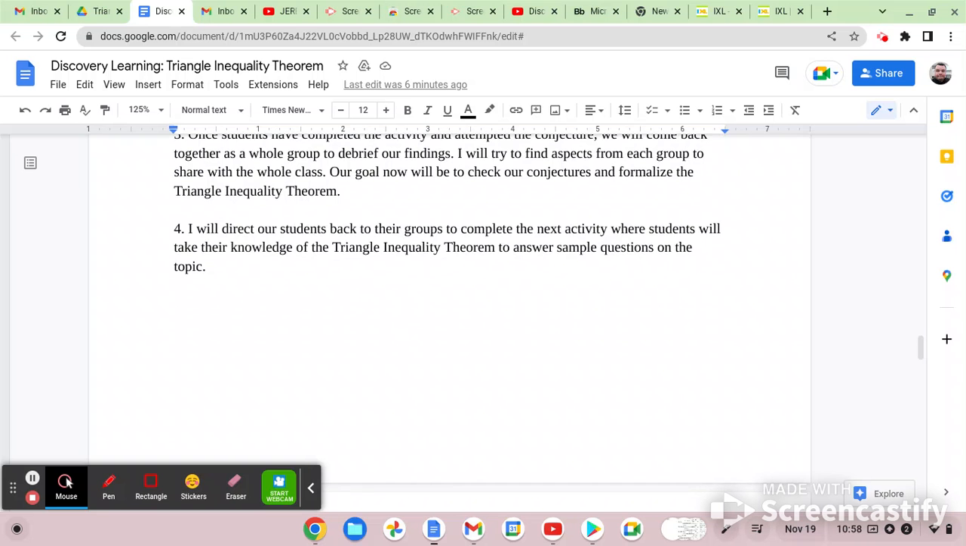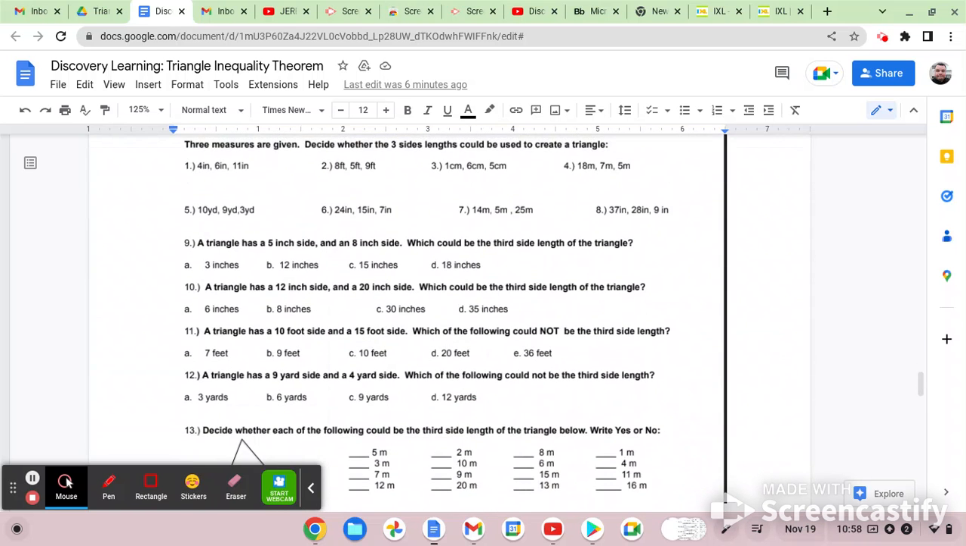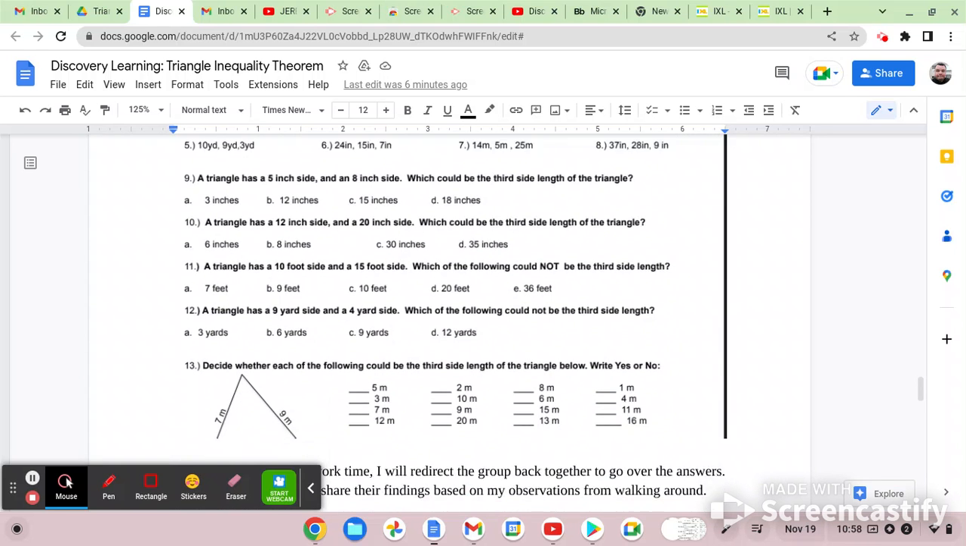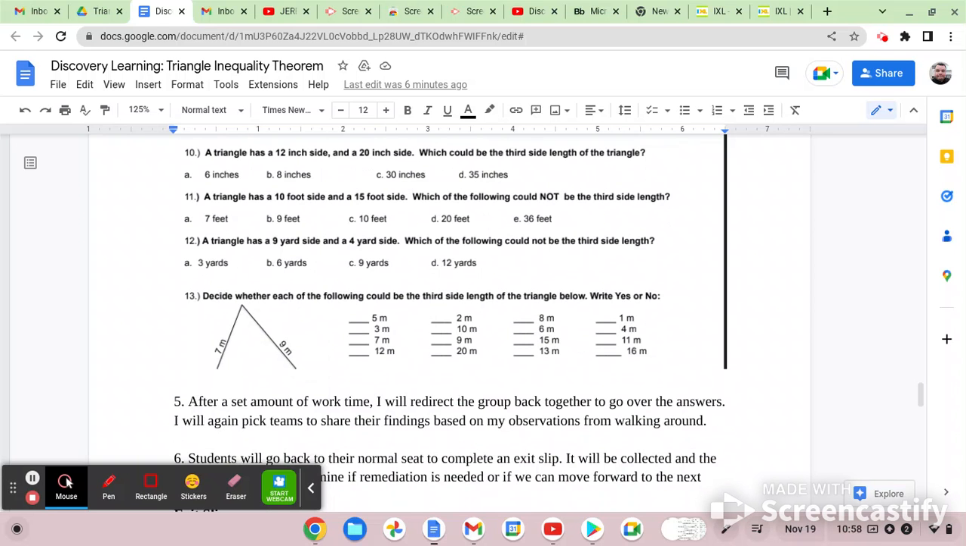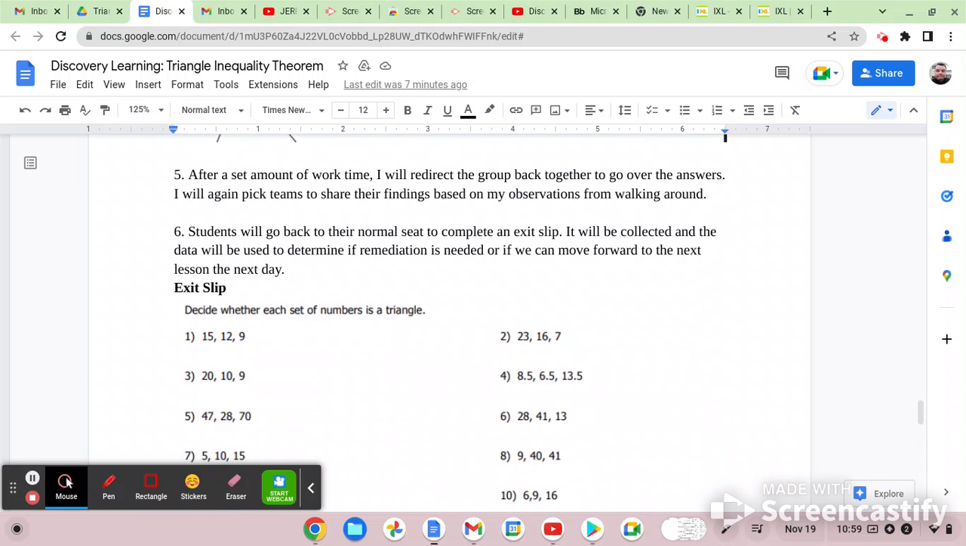Then I'm going to get them back to their groups after that formalization, and they're going to have a piece of paper where they, as a group, are going to be figuring out first, if I give you 3 measures, can it be a triangle? If I give you 2 lengths, what does the third have to be? And then it opens up to question 13, which is multiple parts, where you've got a 7 and a 9, and you have to figure out all the possible lengths for the remaining side of the triangle. We'll come back together as a group and go over our findings for the whole page and take any questions that people have.